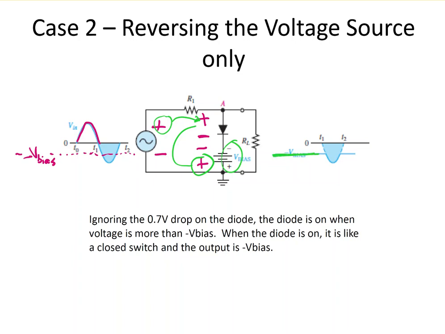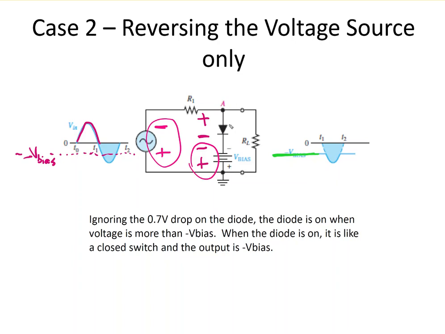Now let's look at the negative cycle. For the negative cycle, the polarity of the supply remains the same and the polarity that we need to forward bias the diode remains the same. But the power supply now has this polarity. This by itself would act to reverse bias the diode. But if the magnitude of this is less than V bias, then the resulting voltage will be in the same direction as V bias, which acts to forward bias the diode.